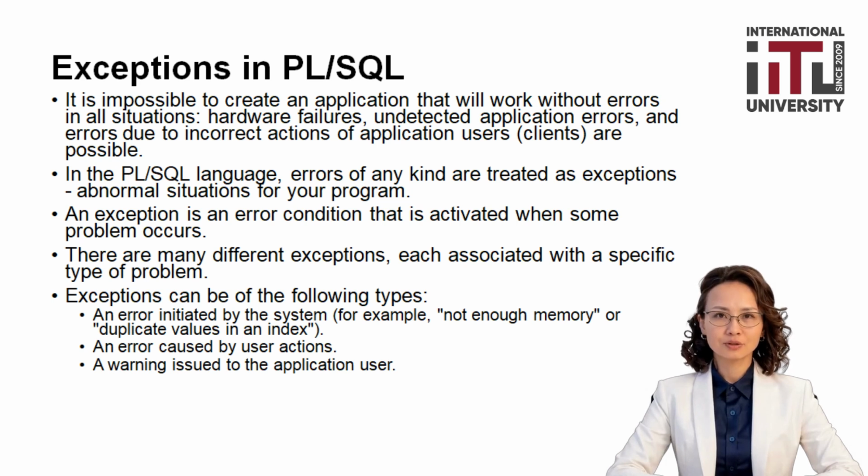No application can work perfectly in every situation. Hardware failures, hidden bugs, or mistakes made by users can all cause problems. In PLSQL, any kind of error is called an exception, an abnormal situation that the program must handle. An exception happens whenever a problem occurs. There are different types of exceptions. Some come from the system, like not enough memory or duplicate values in an index. Some are caused by user actions, and others are just warnings to the user. By handling exceptions properly, your program can respond safely, avoid crashes, and continue running smoothly.